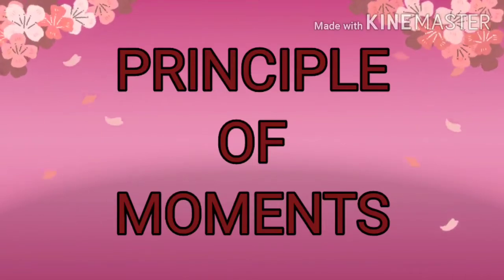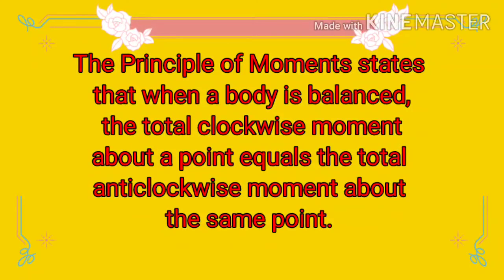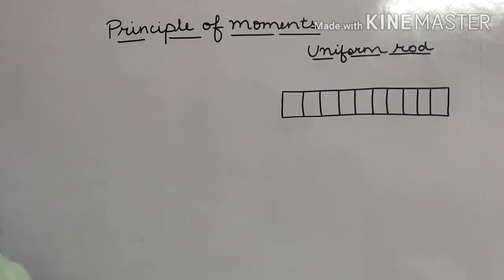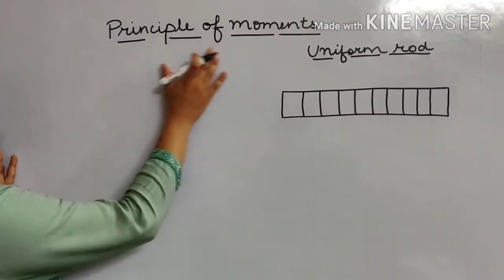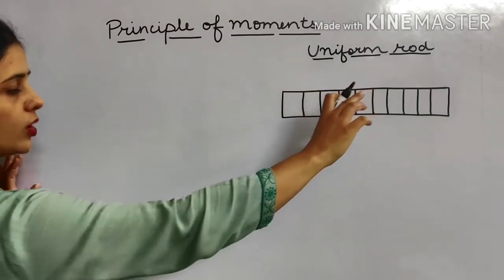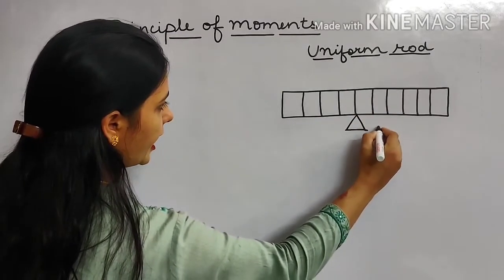Principle of moments. The principle of moments states that when a body is balanced, the total clockwise moment about a point equals the total anti-clockwise moment about the same point. Let us derive the principle of moments. For this, we have considered a uniform rod which is pivoted at point O.